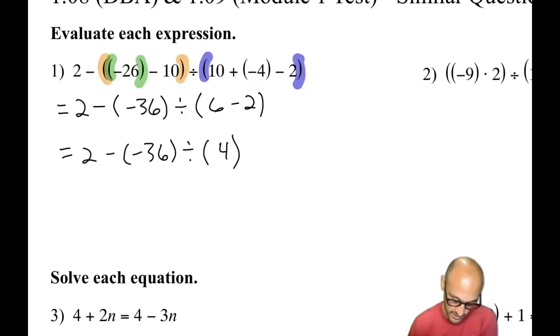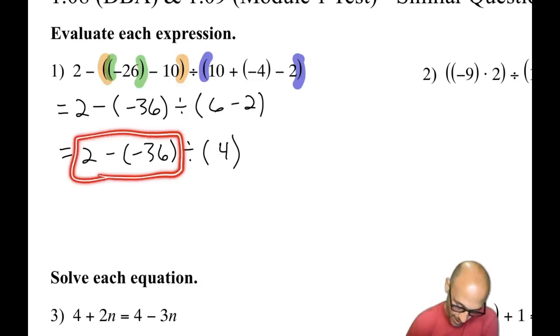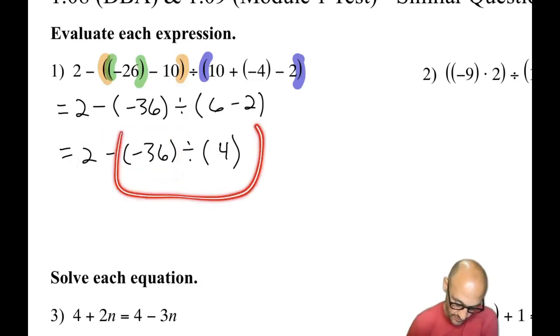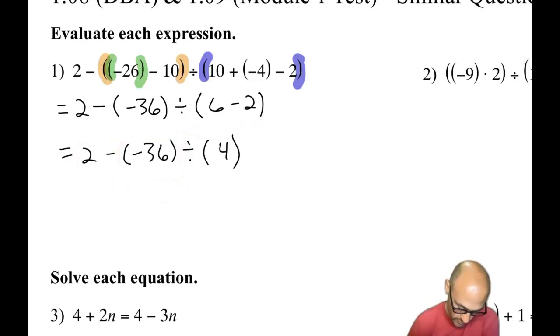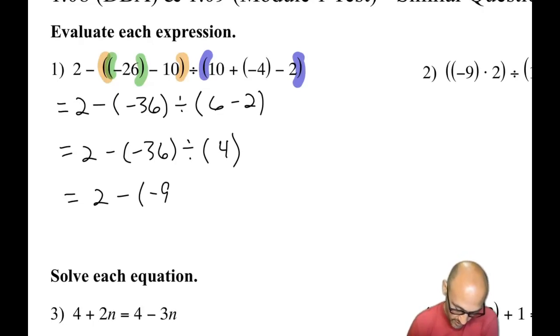Now we have parentheses, exponents, there are no exponents, multiplication and division from left to right. So although we have this subtraction here, we have this division, which is first. So that's going to be 2 minus, and negative 36 divided by 4 is negative 9. And then 2 minus negative 9 is 2 plus 9, which is 11.